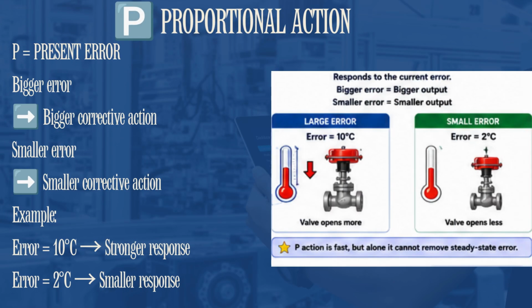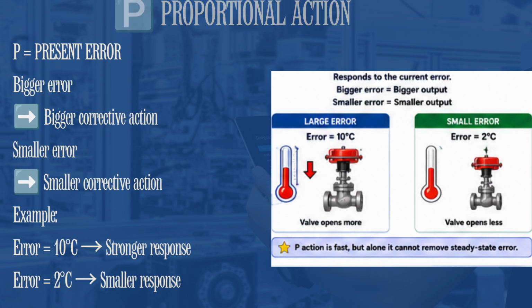Proportional action responds to the present error. If the error is large, the proportional response is larger. As the error becomes smaller, the proportional response also becomes smaller. A simple way to remember it is: P responds to the error that exists now.